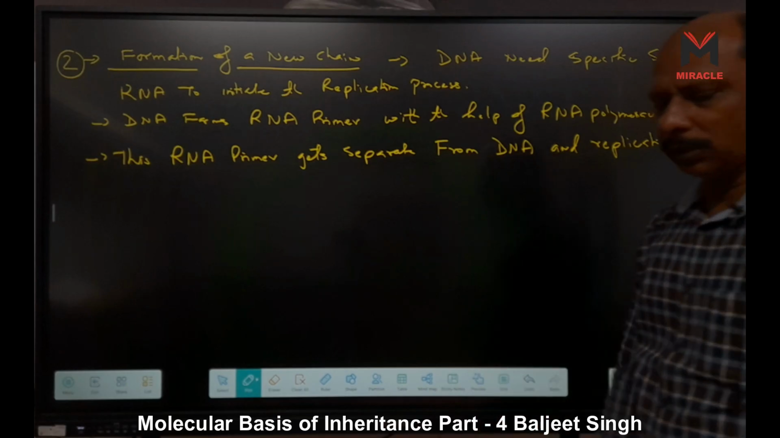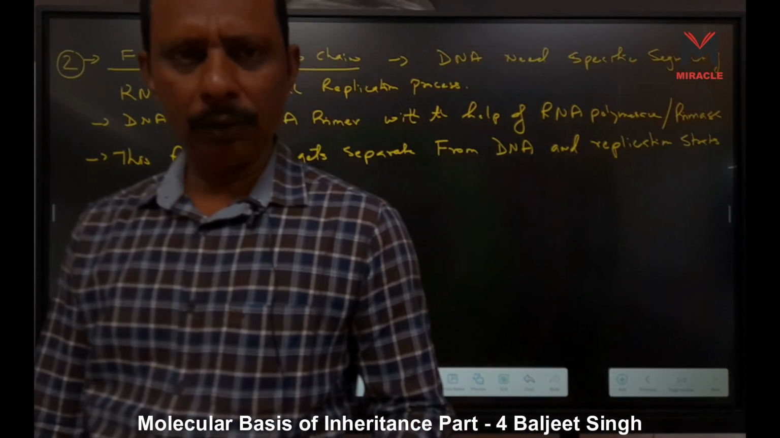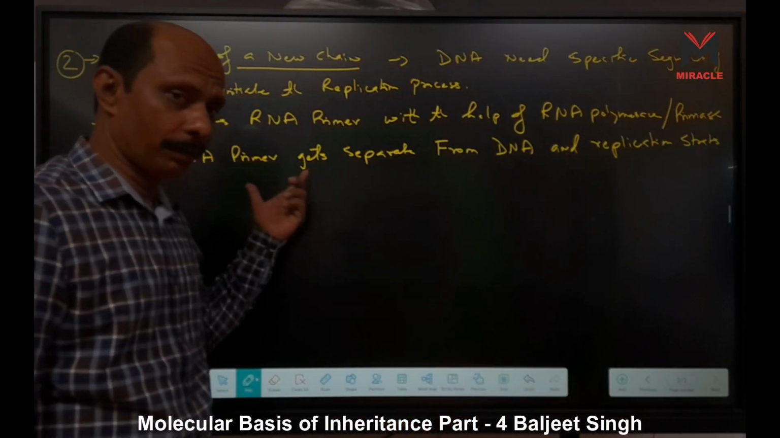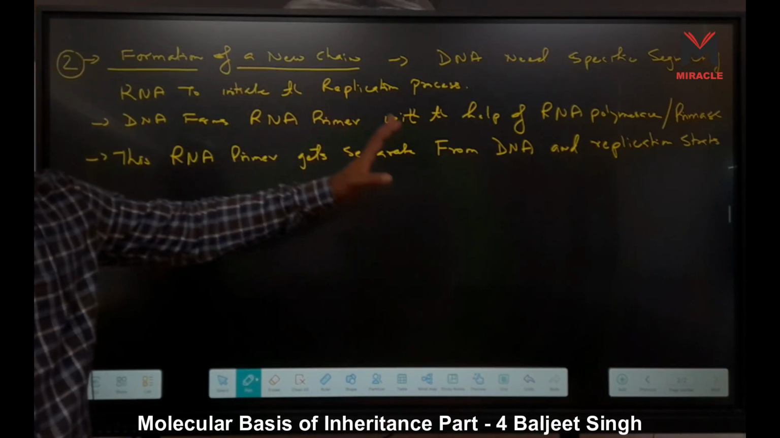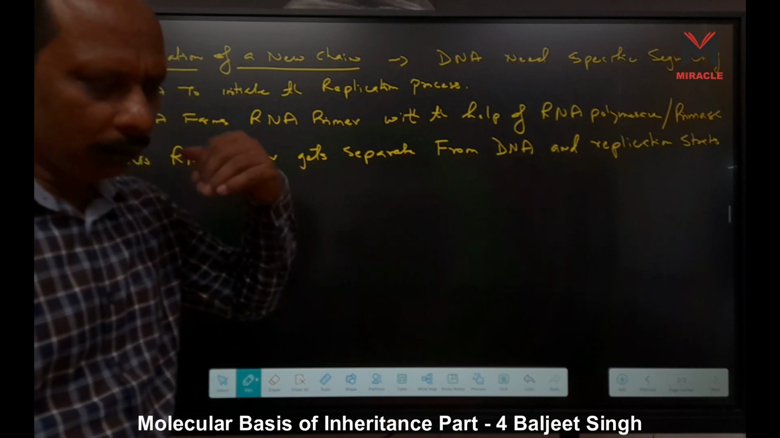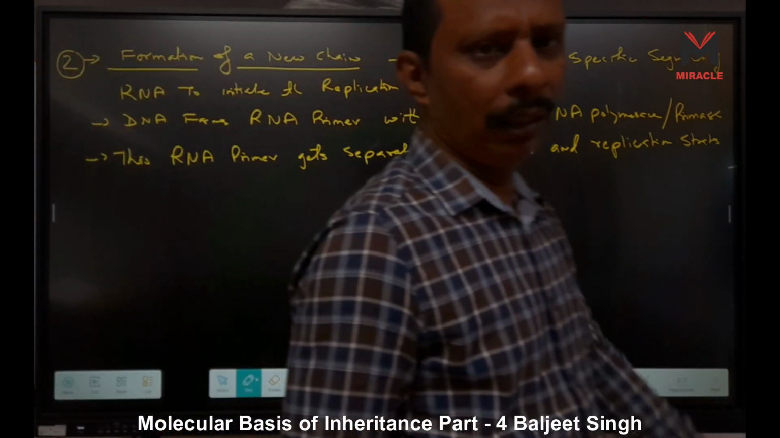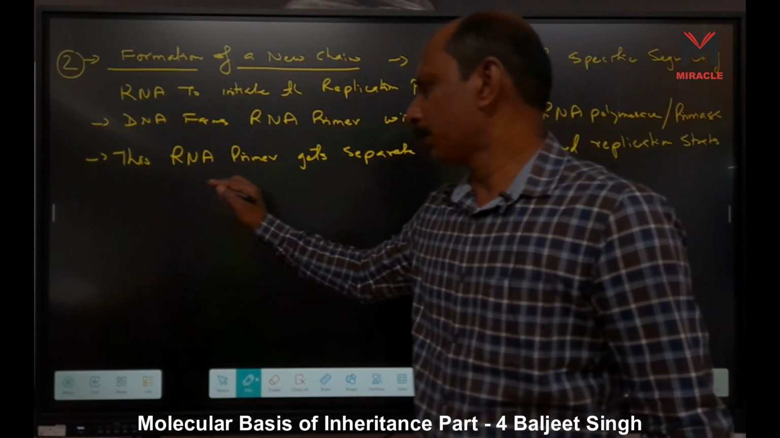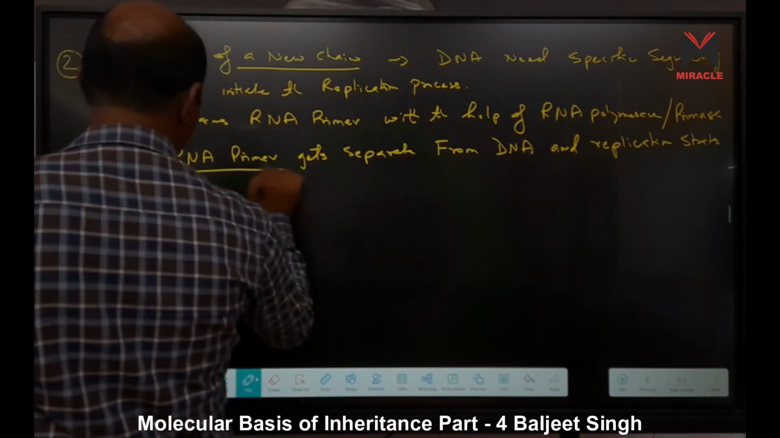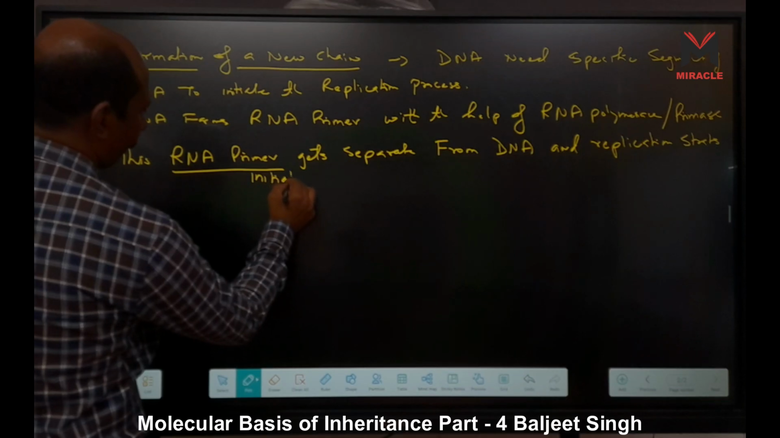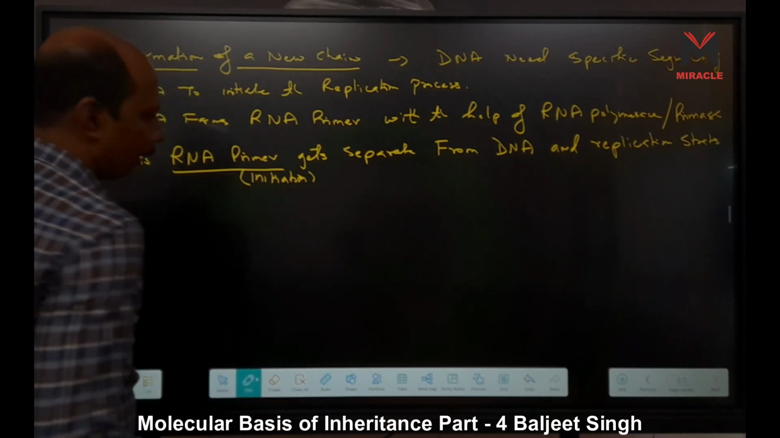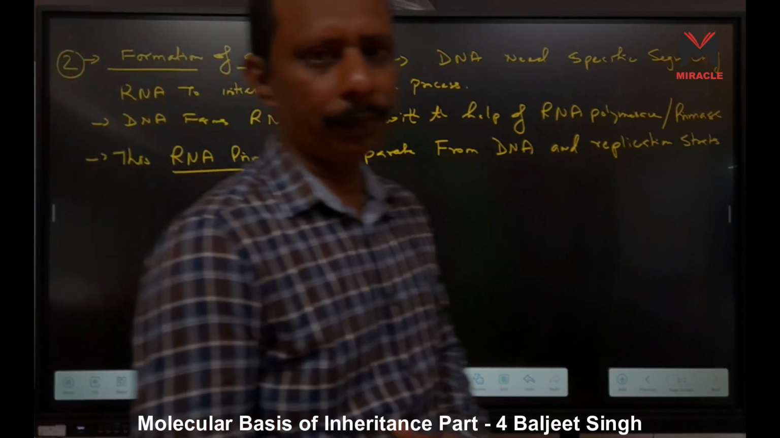Because this RNA also needs the triphosphate, right? So first, it starts the process. Then after this, the DNA-dependent DNA polymerase enzyme continues the process. So this is only responsible for initiation. Then there is no work of this, right?